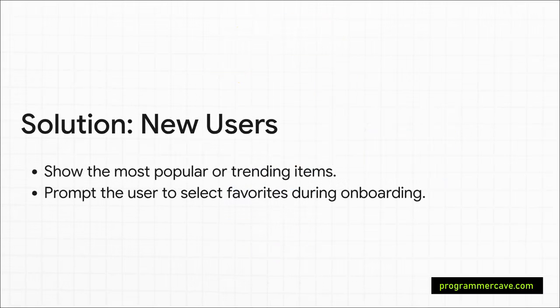The simple solution is to just fall back on showing what's popular or trending across the whole site. That's a safe bet. But an even better solution? Just ask them. When they sign up, you can prompt them to pick a few genres or movies they like. That gives our system the little bit of data it needs to get the ball rolling.